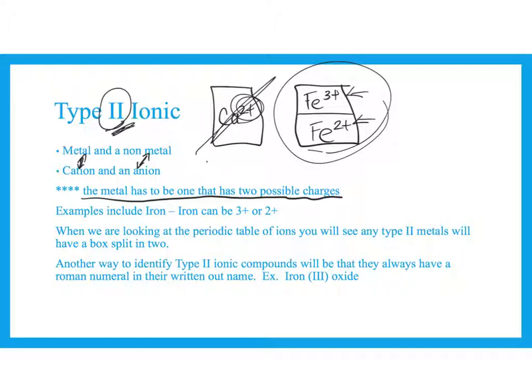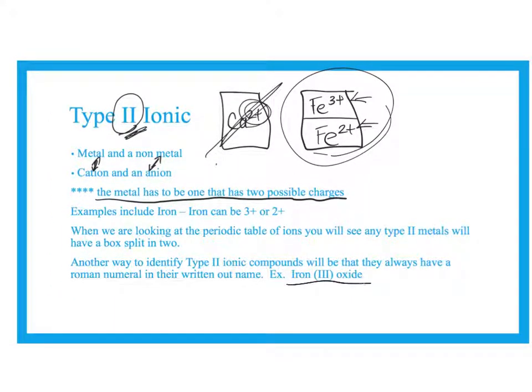Another way for you to identify it is by looking at the name. If you happen to see it written out as, for instance, iron 3 oxide, whenever you see Roman numerals, those Roman numerals tell you that it is a type 2 ionic compound. If there are no Roman numerals, it is either covalent or a type 1 ionic compound.